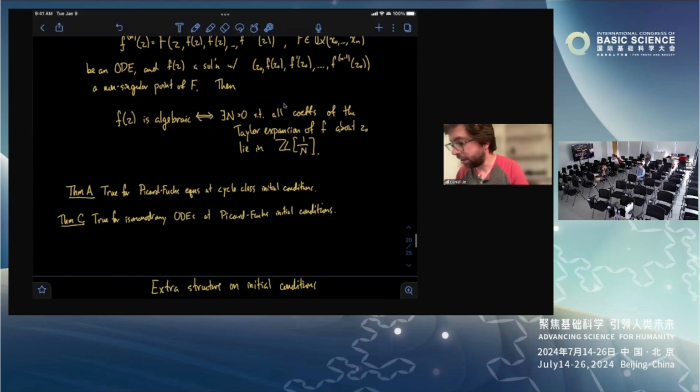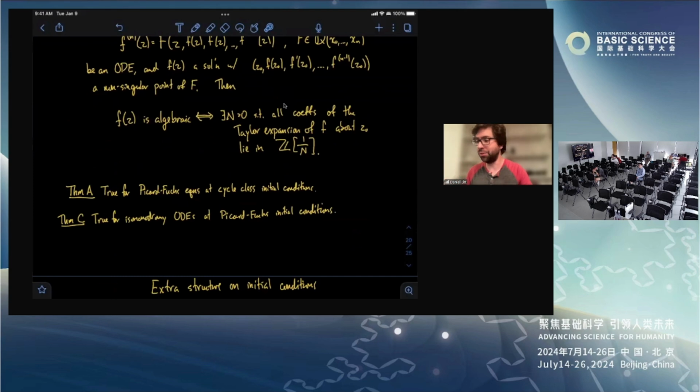Okay, and I'm not going to say anything about the proof of theorem B. It's a little more technical, but theorem A says that this is true if your ODE is a Picard-Fuchs equation and your initial conditions are a cycle class. And theorem C says it's true if your ODE is an isomonodromy ODE and your initial conditions are Picard-Fuchs.